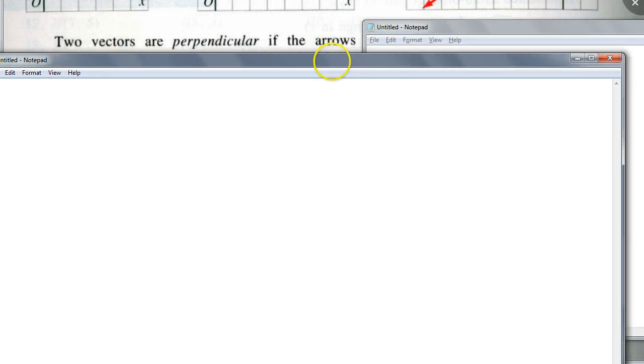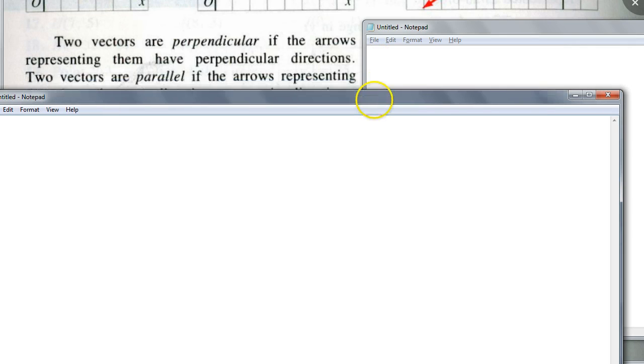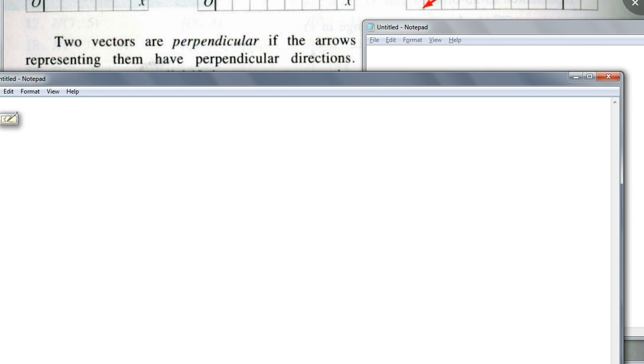So vectors could be perpendicular too. Anybody want to read this for us? Two vectors are perpendicular if, how about Nico? Can you read this for us? Two vectors are perpendicular if the arrows representing them have perpendicular direction. And what do you think parallel vectors will be?